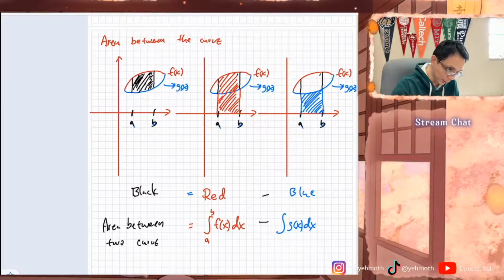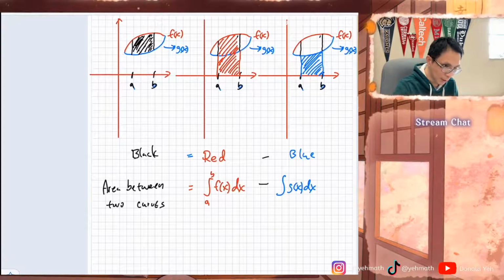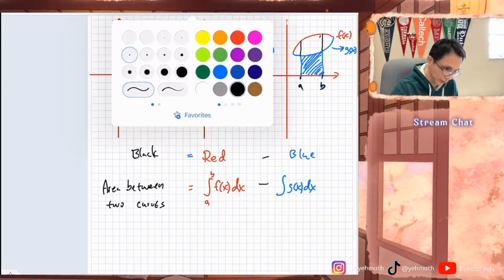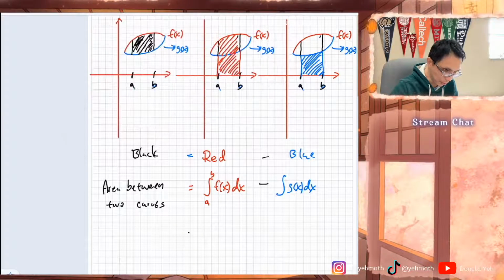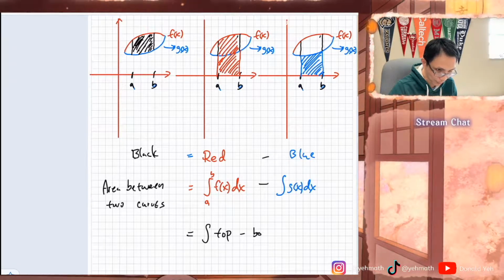The area between two curves is going to be like this. So basically, in general, it's always this: the area between the curves is equal to the integration of the top function minus the bottom function.